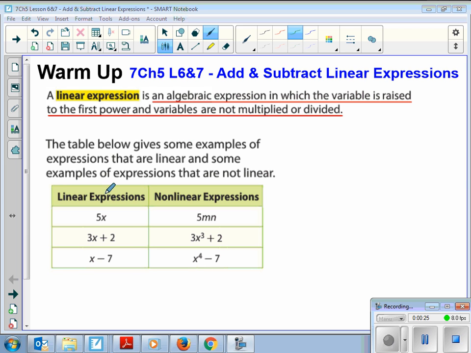So the table below gives some examples of expressions that are linear and some examples of expressions that are not linear. If you look at the linear expressions, you'll see that all of these variables are to the first power. They don't have an exponent other than 1. Here on the other side, you can see the exponents 3 and 4. So those are not linear, okay? Also, variables are not multiplied or divided. So here, those variables are multiplied, so that is not a linear expression.